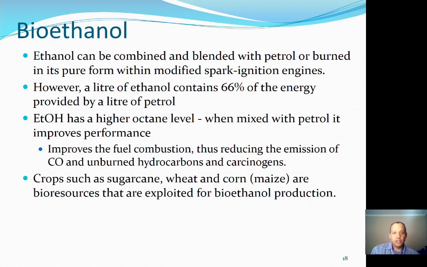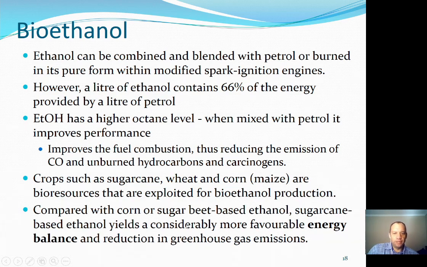Crops such as sugarcane, wheat, and maize are resources that are most often exploited for bioethanol production at the moment. Bioethanol is the most highly produced biofuel in the world, and it is done mainly still in this first generation method of using either sugar from sugarcane or starch from maize.